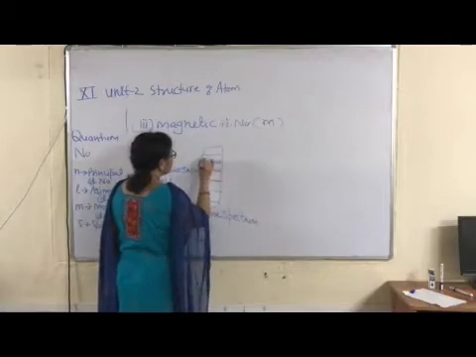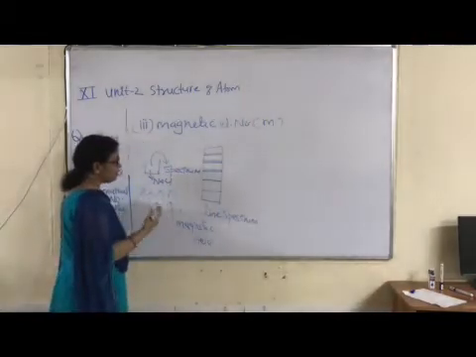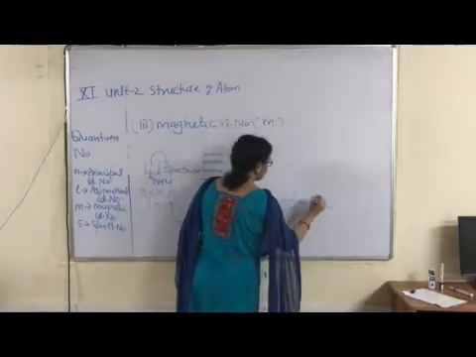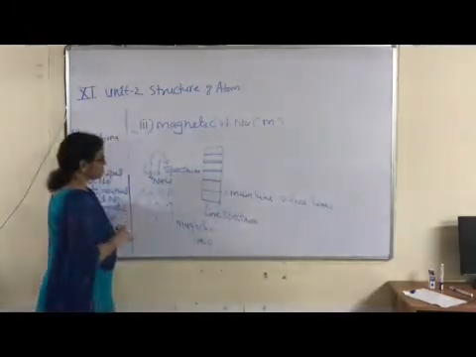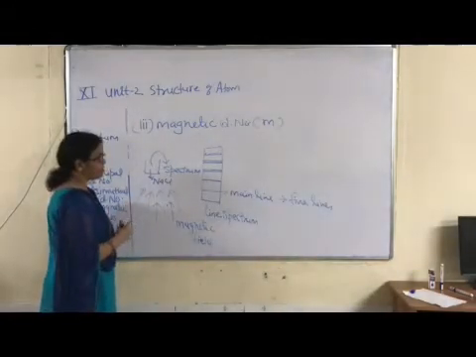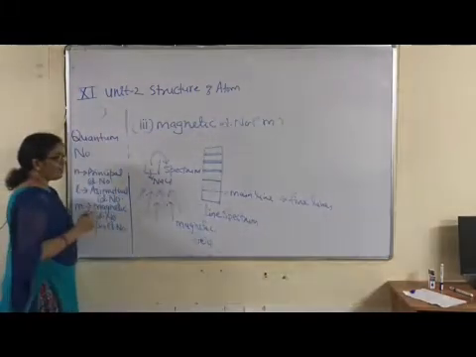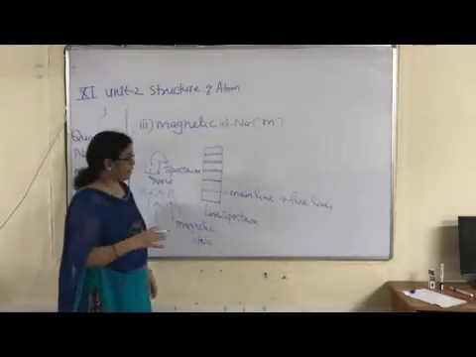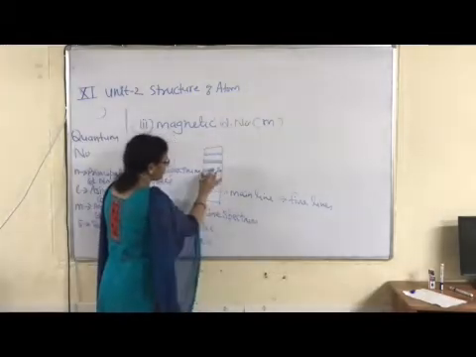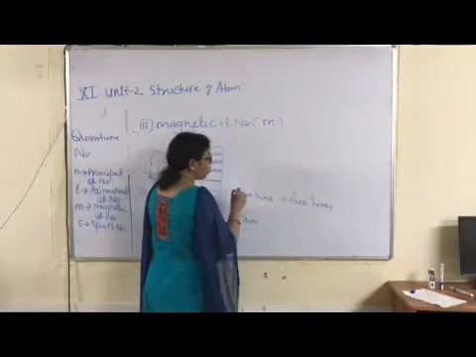What is the cause of further splitting of the main line into fine lines? Presence of subshells, and within a subshell, presence of orbitals. Okay children, orbit means only a circular path, and orbital means the arrangement or alignment of orbitals in some preferred directions. When a field is applied, then what happens? Splitting of the main energy levels or main lines into fine lines due to the presence of orbitals.